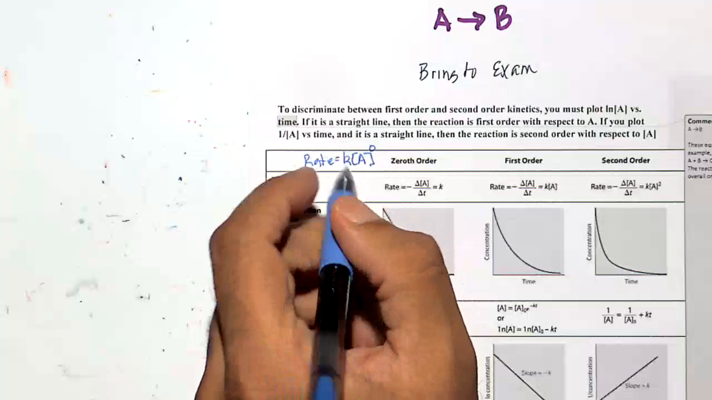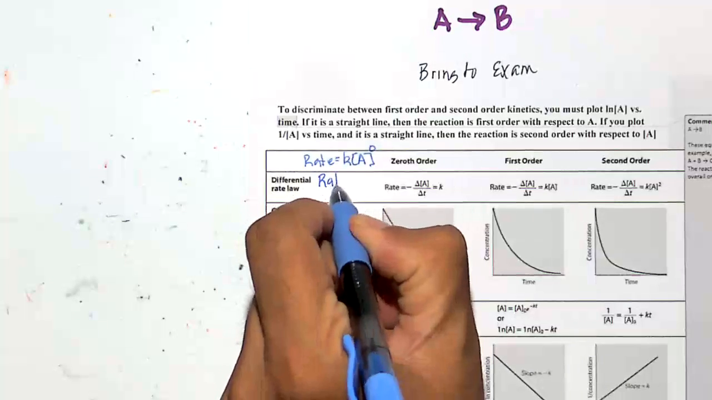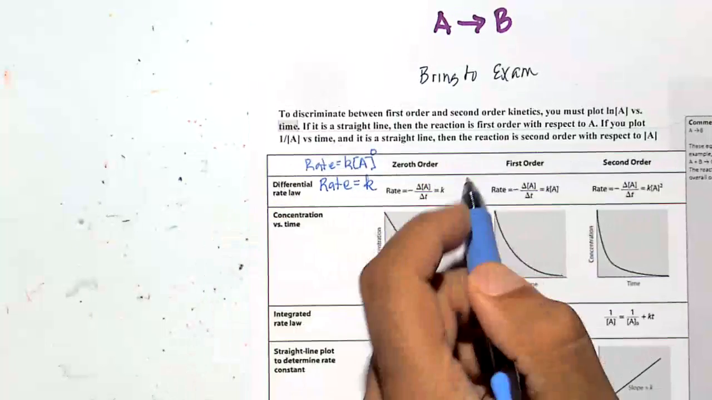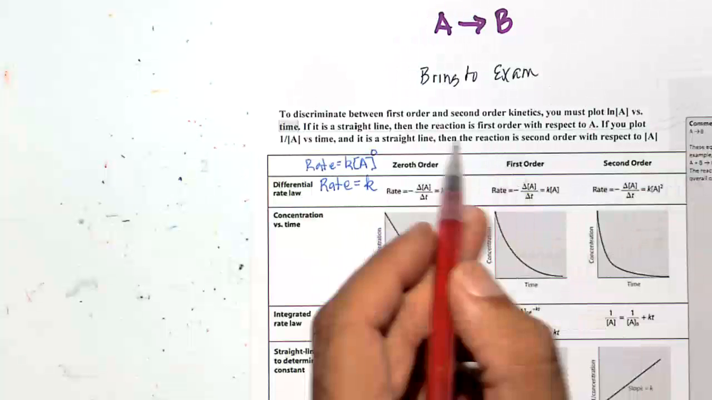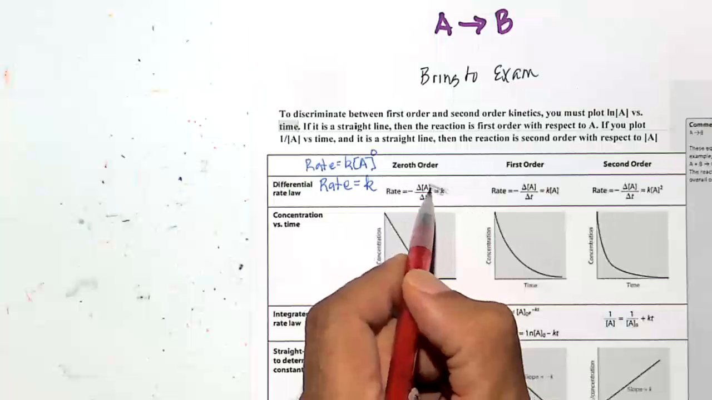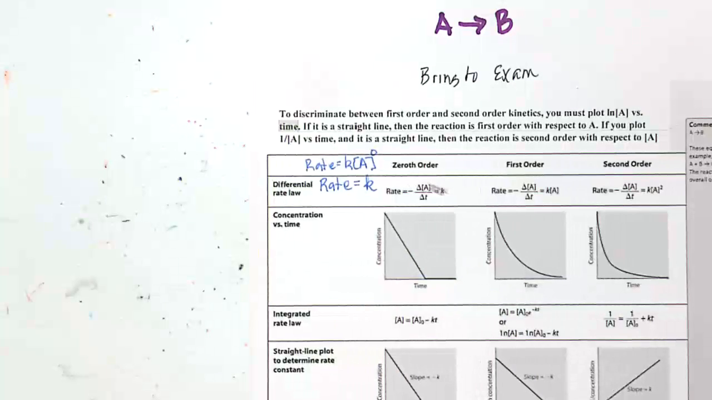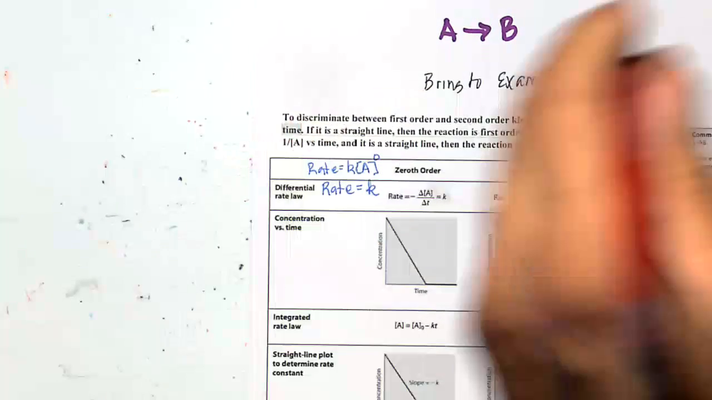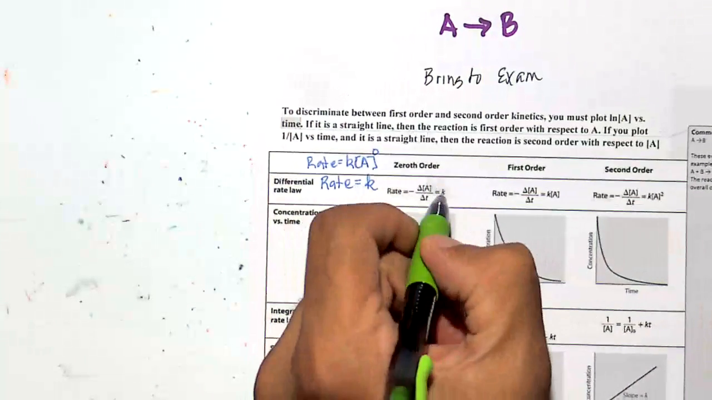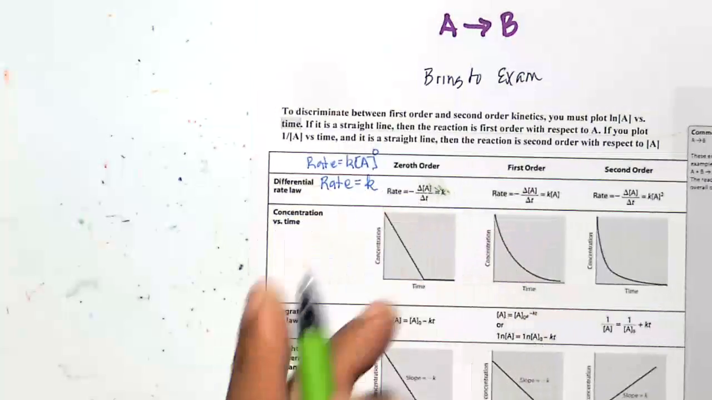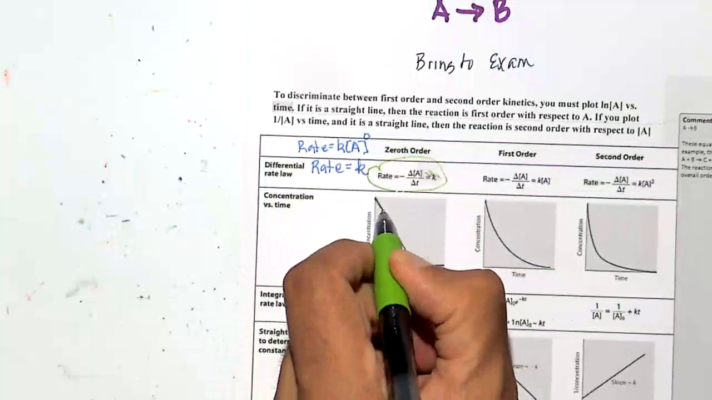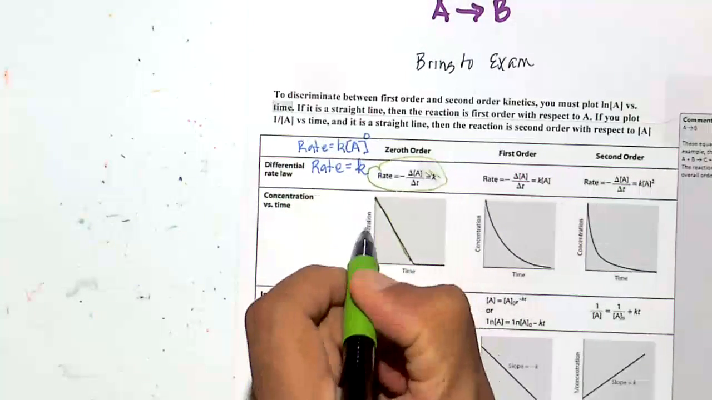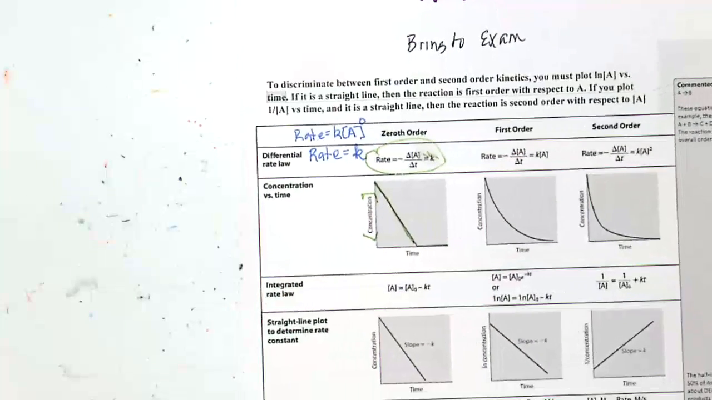Anything to the power of 0 is what number? 1. So here rate is equal to K. That's what we see right here. Rate is equal to K. So concentration over time, rate is equal to K, concentration over time looks like this. This is concentration on the y-axis, time is on the x-axis.